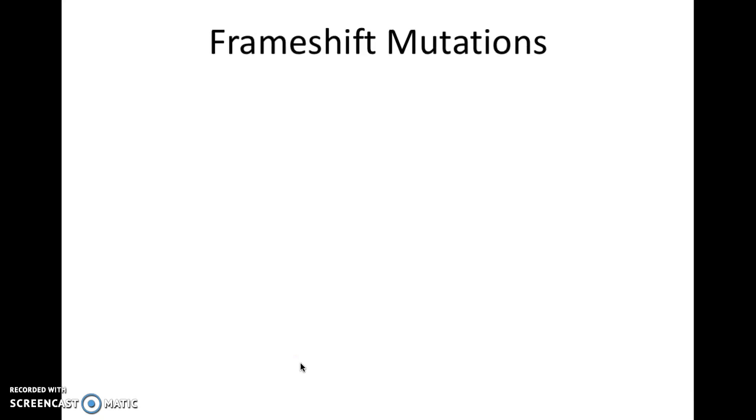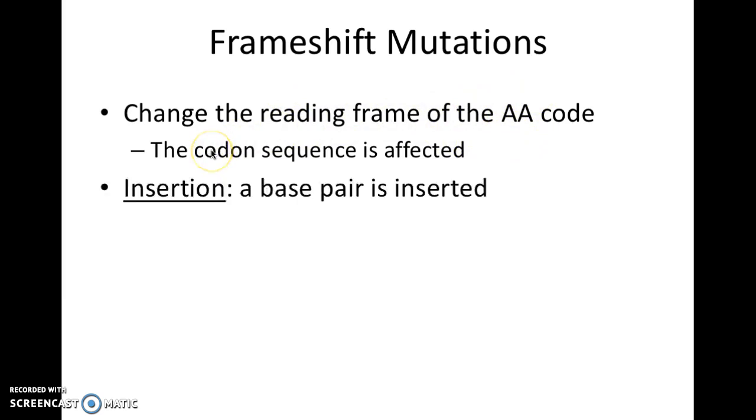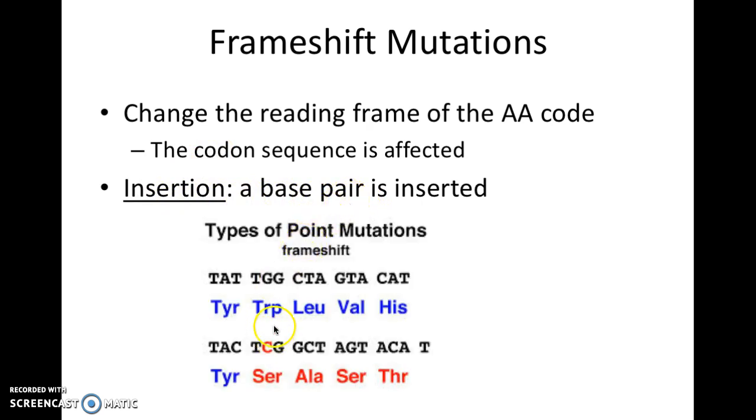Think about it. Frameshift mutations are another part. That is when a change in the reading frame occurs, because remember, amino acids are read in 3s, the codon sequence. Insertion is when I just stick a base pair in. Here's an example. Instead of a T and then a G, I inserted a C. So that is going to move this G over and that G over to the next codon and so forth. Everything's going to be changing after that insertion.